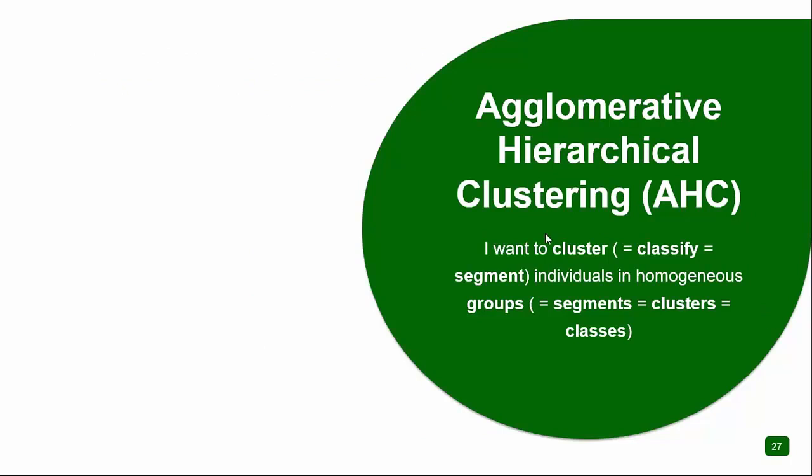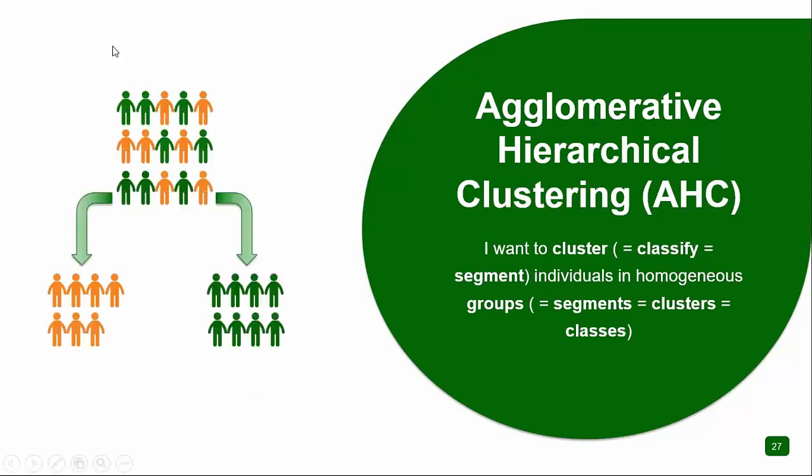This family of techniques helps cluster, classify, or segment observations or individuals into homogeneous groups, also called segments or clusters or classes. I'm going to illustrate agglomerative hierarchical clustering. Those techniques are also called unsupervised machine learning. They also include the k-means algorithm that I won't comment on today. I'll just illustrate things with AHC, so AHC lets us go from here to here.